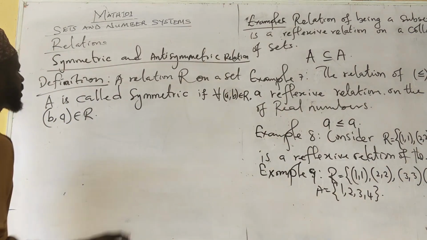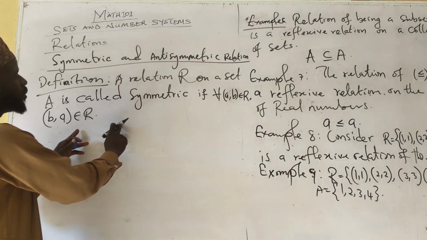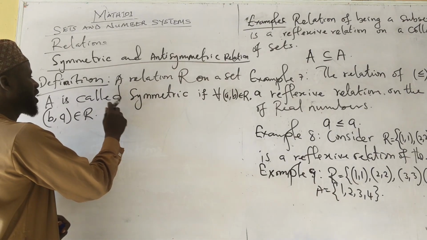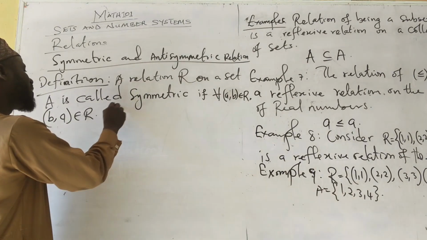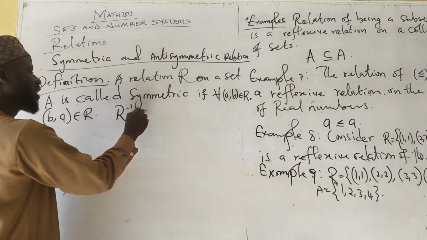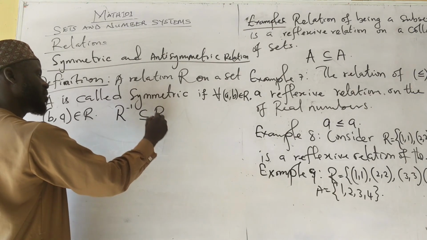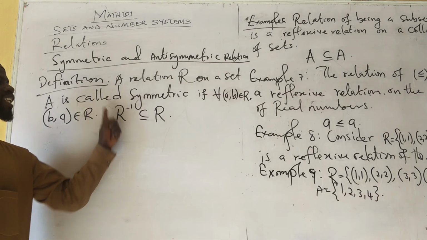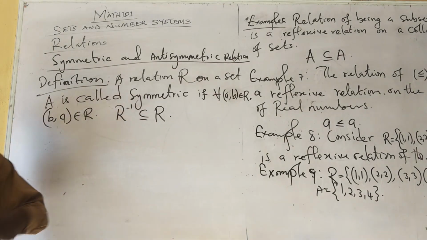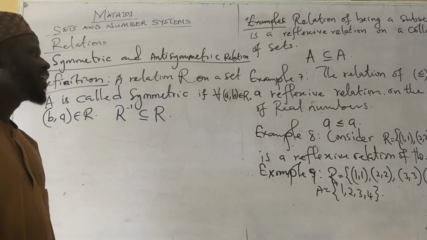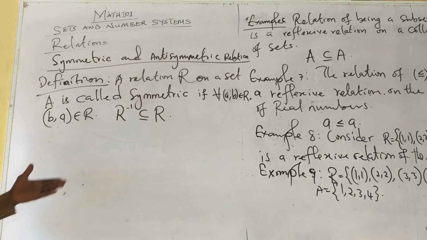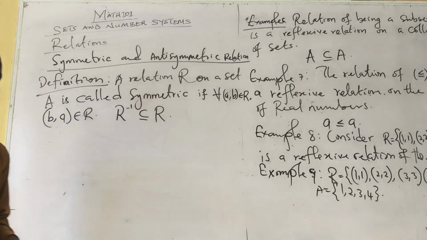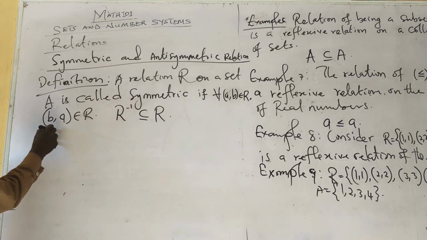So in other words, you say a relation is said to be a symmetric relation if you have R inverse is contained in R. If the inverse of the relation is contained in the relation, then you call that relation a symmetric relation. Can we give an example?